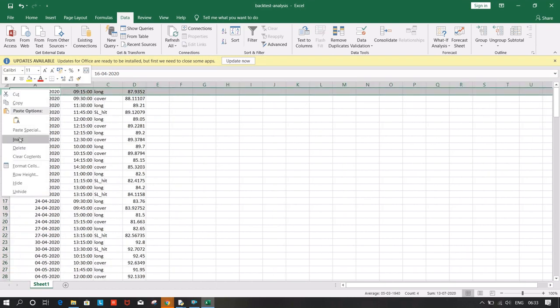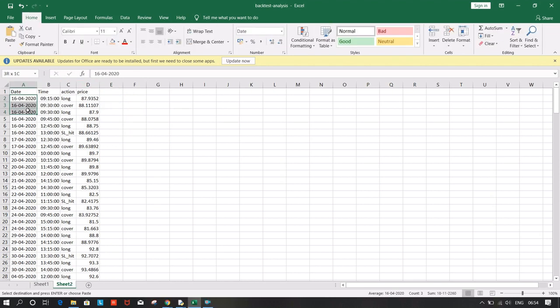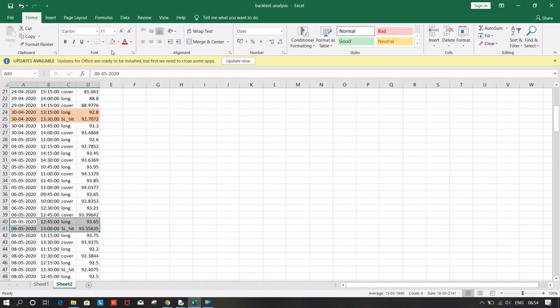I'll add one more column for clarity. Insert date, time, this is price. Okay, one profit, one loss. Okay, losses happen. One stop loss here, again one stop loss, one stop loss here.